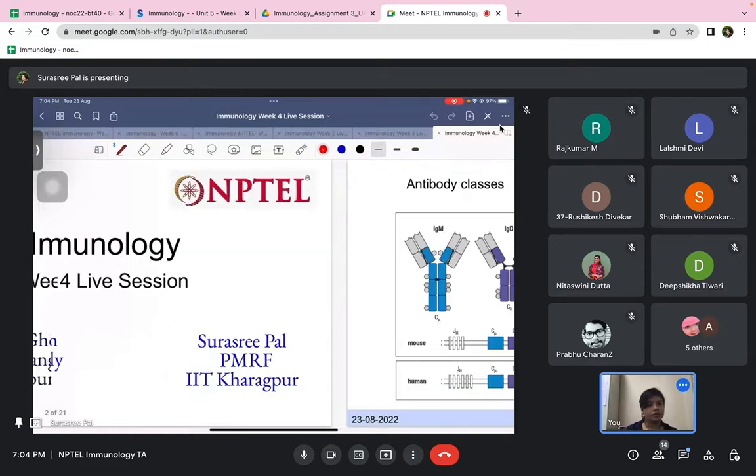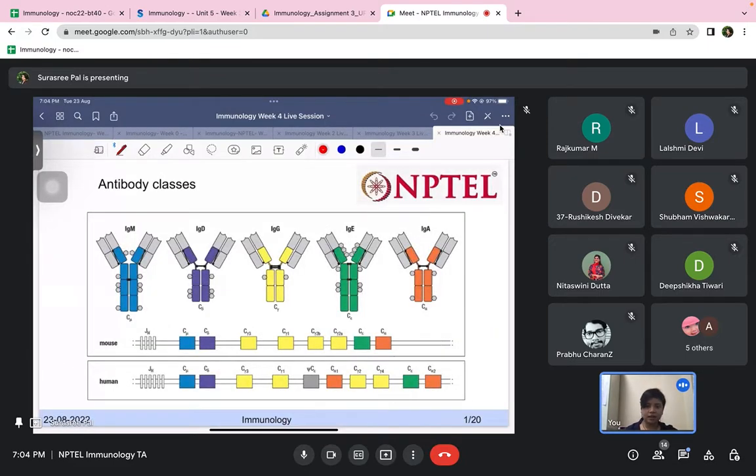Okay, so if you remember, this is where I ended the previous session also, that we were talking about various classes of antibodies: IgM, IgD, IgG, IgE and IgA.